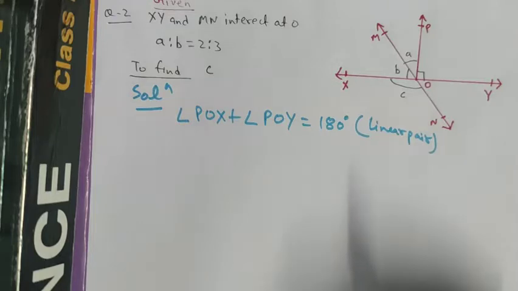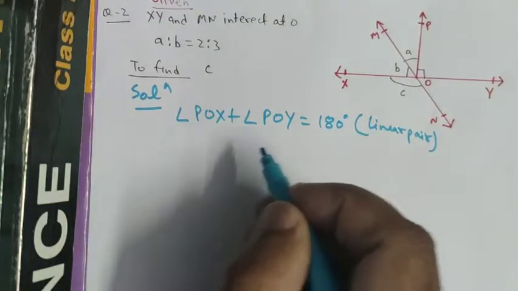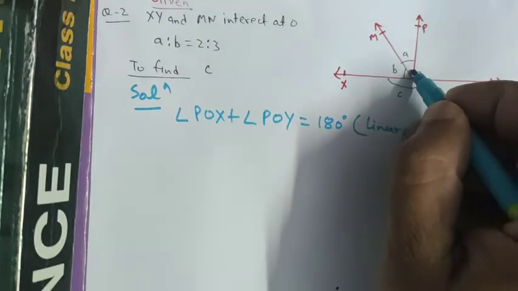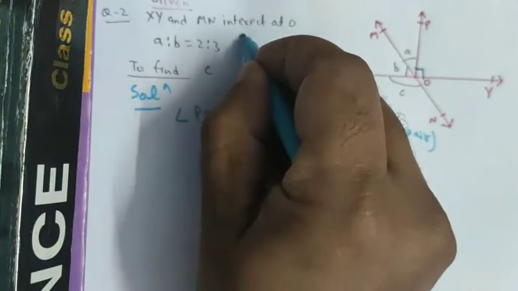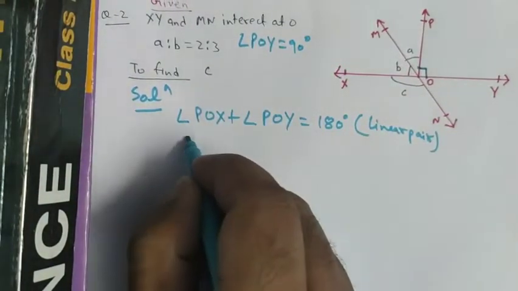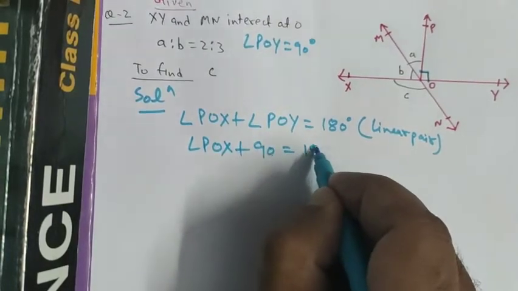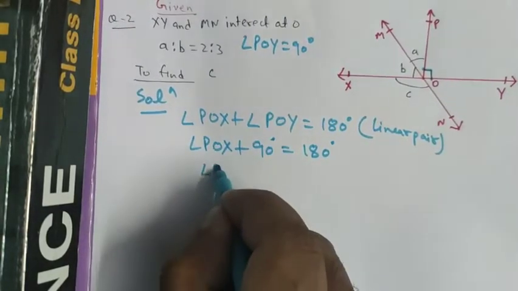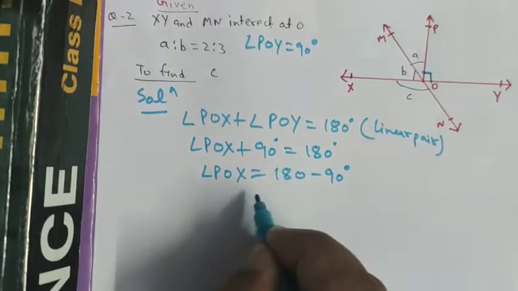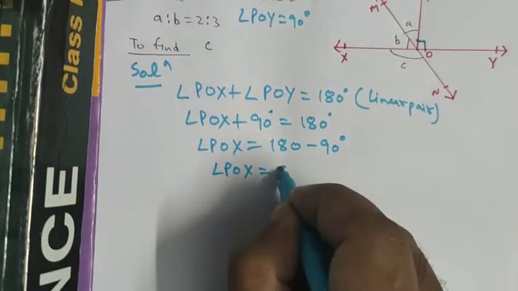And angle POY is given how much? 90 degrees. It is given in the question that angle POY is 90 degrees. So we can write it as angle POX plus 90 equals 180 degrees. That is angle POX equals 180 minus 90 degrees, that is angle POX equals 90 degrees.